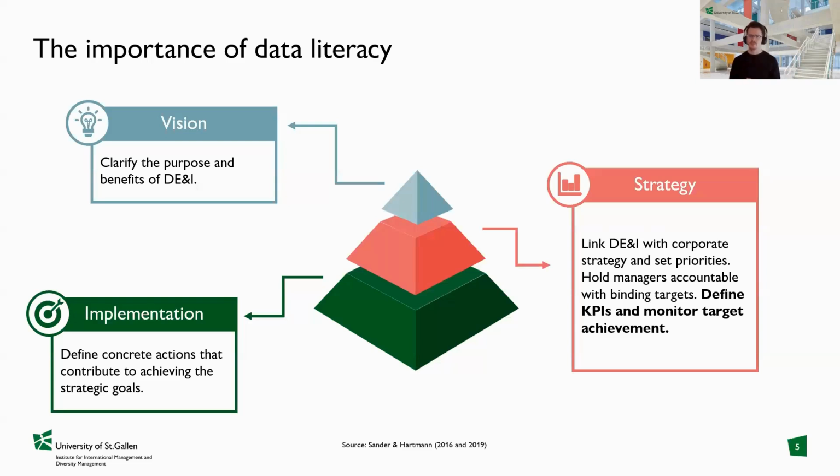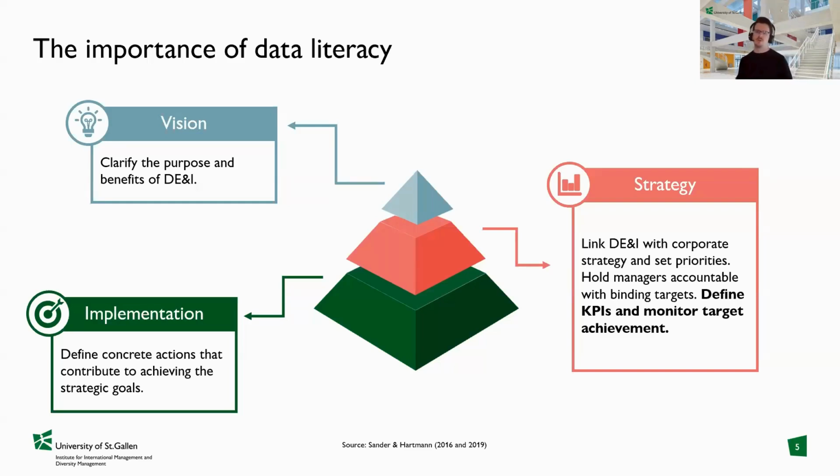Based on those benefits, or based on that vision, you can then build up a strategy. That strategy will set priorities. So you might not be able to work all over the place, from gender to age to young talents, etc. So you need to set priorities to have enough resources to work on it.